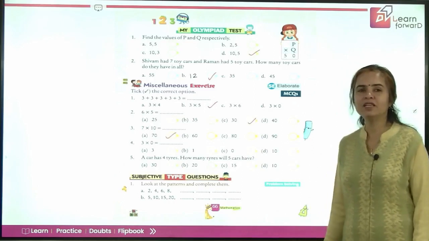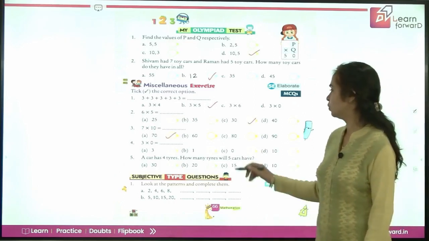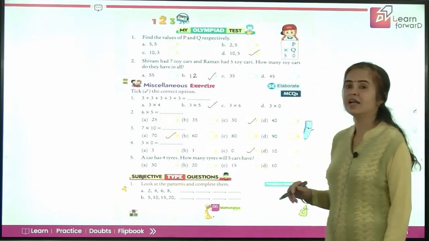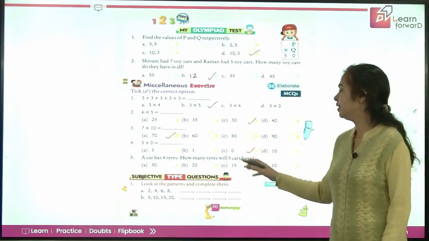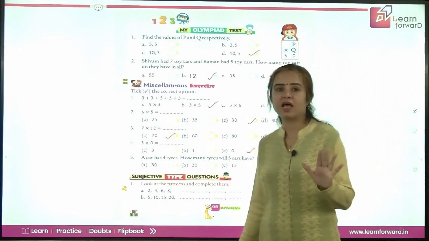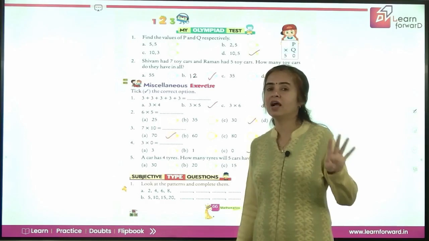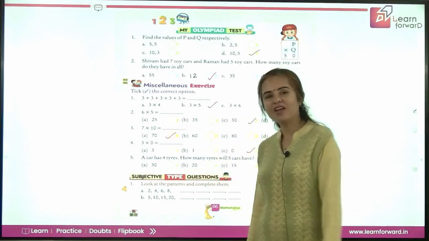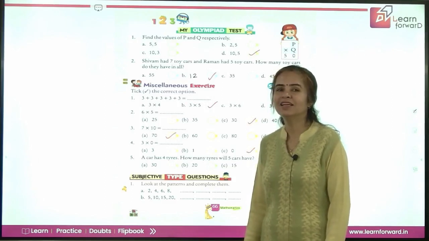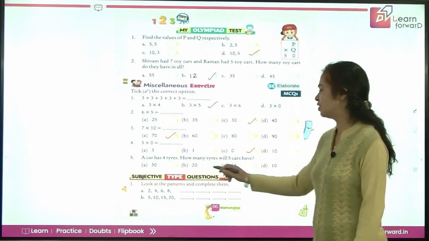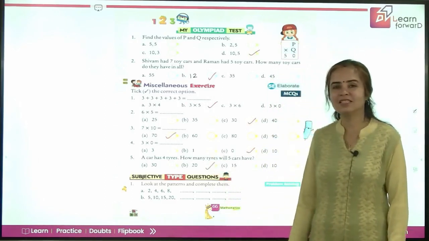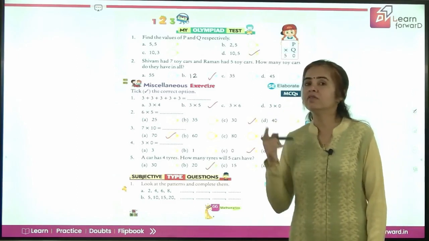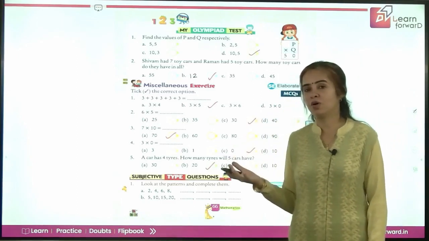3 multiplied by 0 is 0. Good. Then a car has 4 tires. How many tires will 5 cars have? So 4 tires for one car, 4 for the second, 4 for the third. How many times? 5 times. 5 times 4 is 20. So that makes your task easier, isn't it? So you just have to think whether I have to multiply or not.